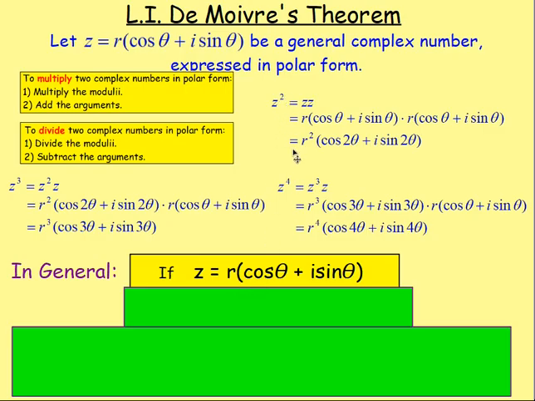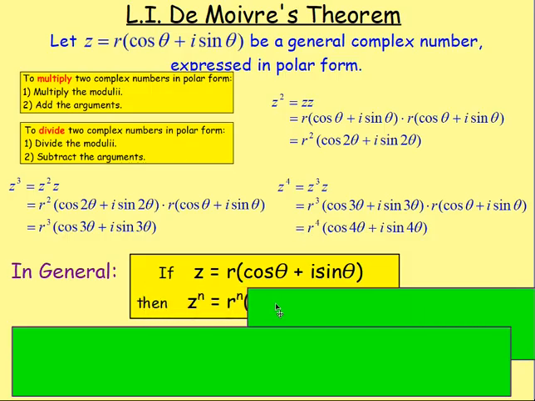Here we've got a z squared, so we've got our r squared. Here is z cubed, so we've got r cubed. Here we've got z to the power of 4, so it's r to the power of 4. So if it's z to the power of n, so n would just be some number, you would have r to the power of whatever that number is.